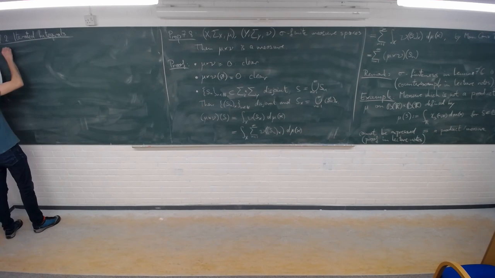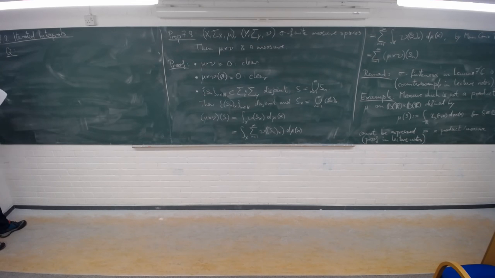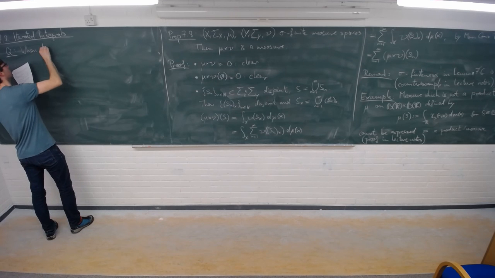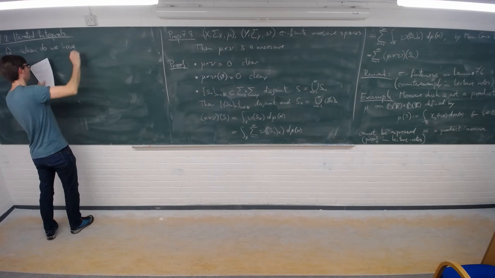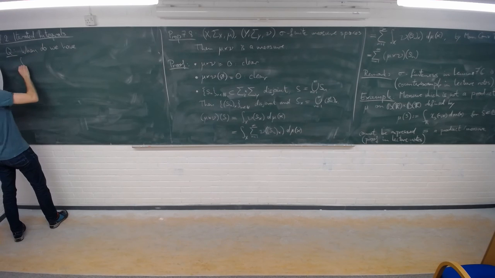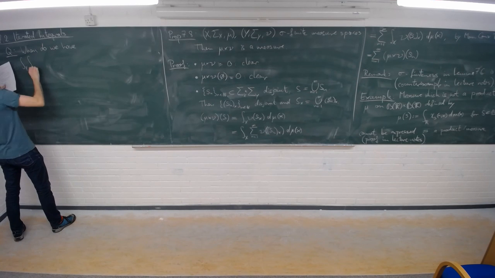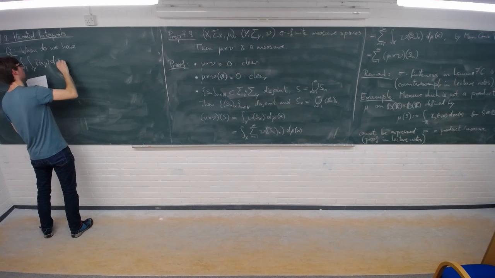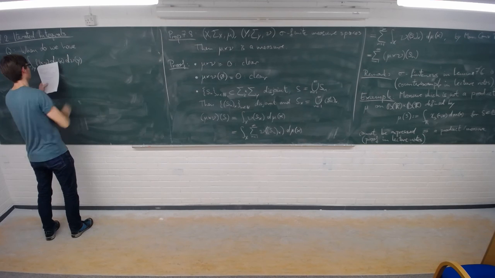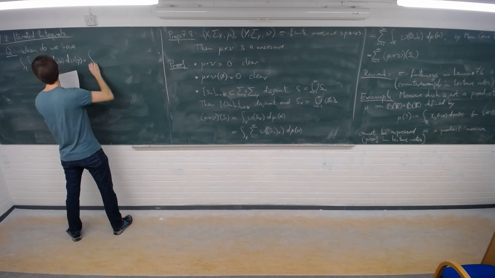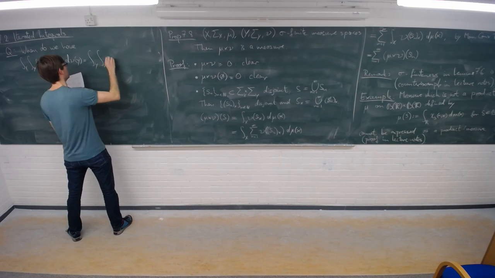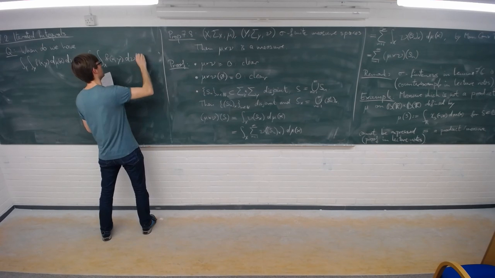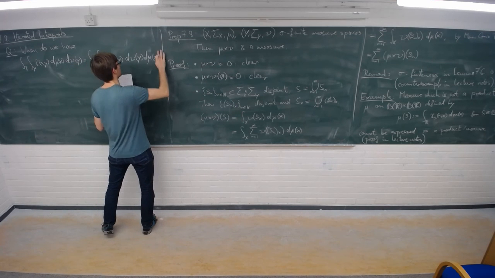This section is called Iterated Integrals, and it deals with the following question. When do we have the integral over x of the integral over y of f of (x, y) d mu of x, d mu of y, equals the integral over y of the integral over x of f of (x, y) d mu of y, d mu of x?